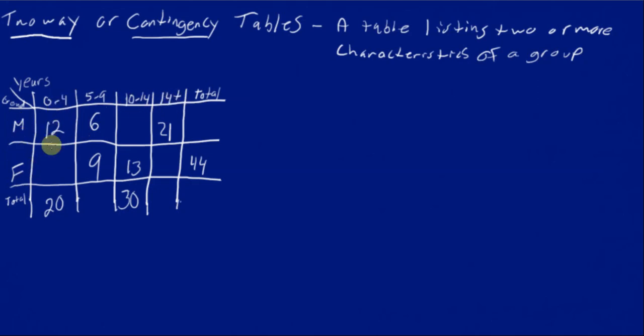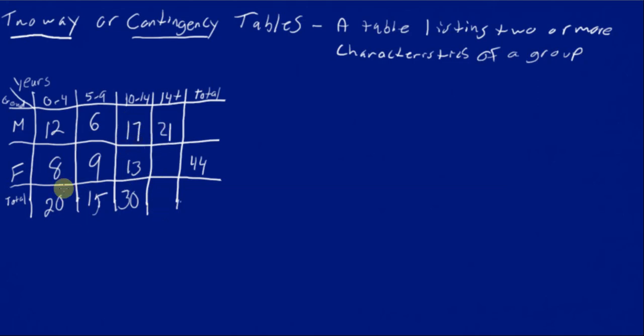They'll say of the people that worked there for 0 to 4 years, 12 of them were male out of the 20. They'll just give you information like that, fill in a chart, and then you just have to start adding and subtracting and filling this all in. So right here, 9 and 6 is 15. 20 minus the 12, that's going to be an 8 here. 30 minus 13, that should be 17 here.